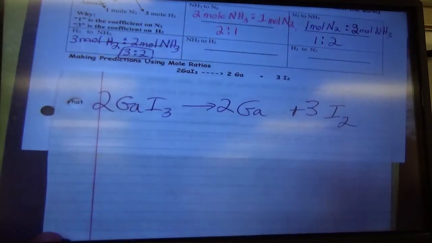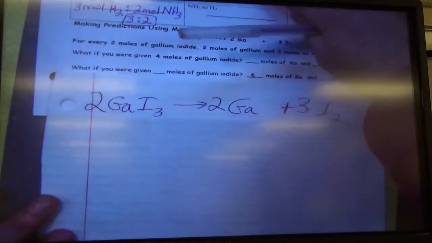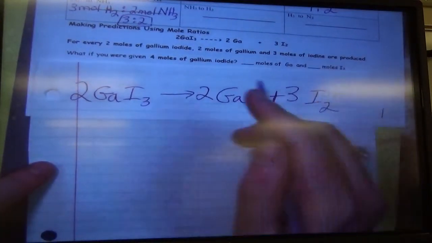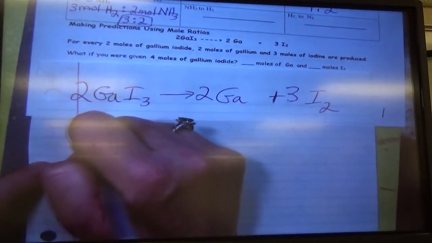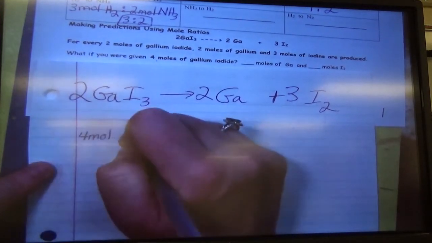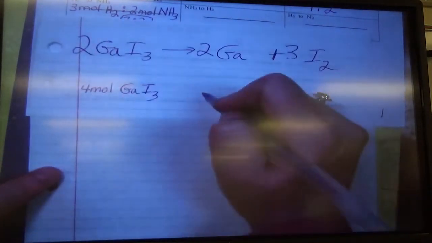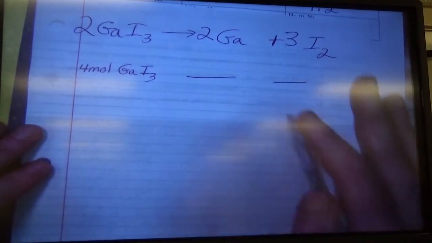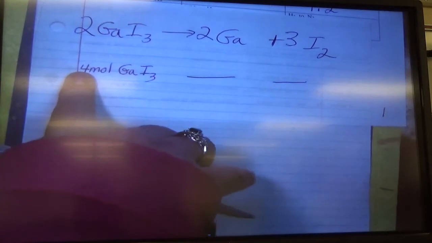Okay, I just wrote the equation bigger so you can see it better on camera. Now, the question: what if they gave us 4 moles of gallium iodide? So this is going to become 4 moles of gallium iodide. Now think, how did they get from 2 to 4? What did they do? They doubled it, right, they multiplied by 2.